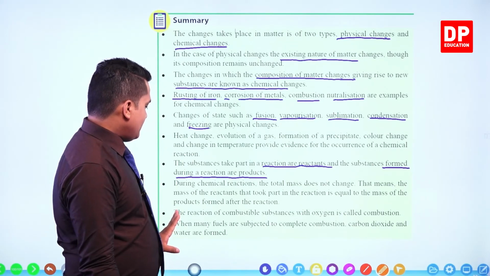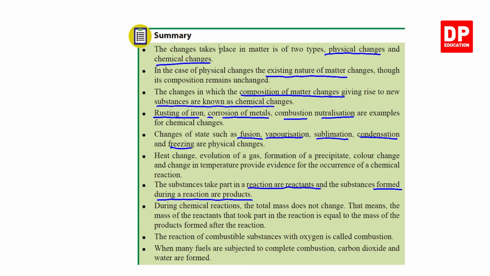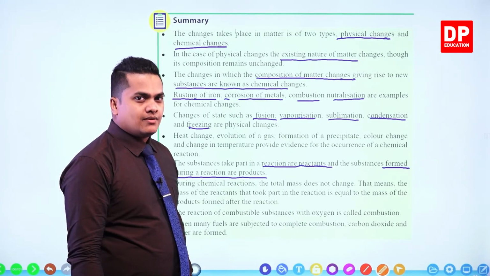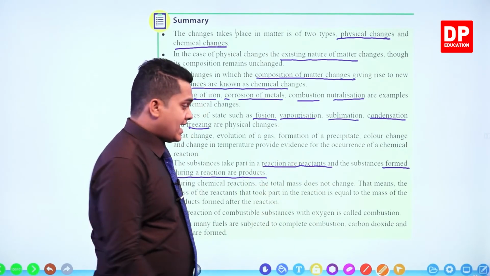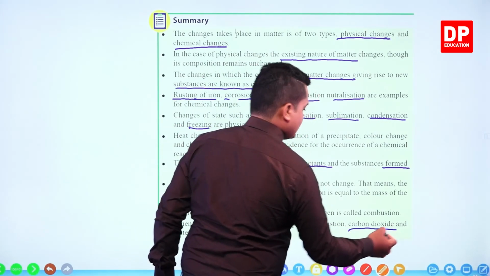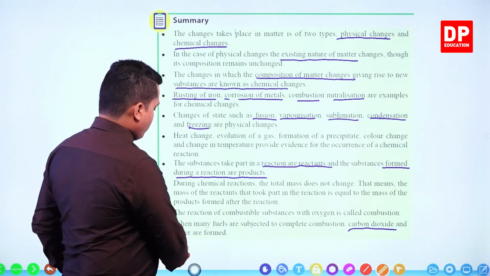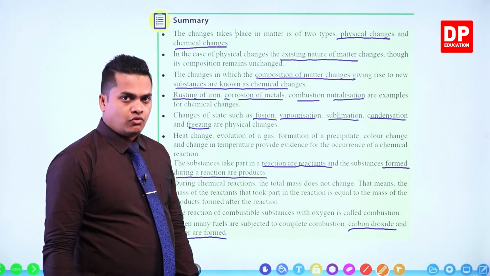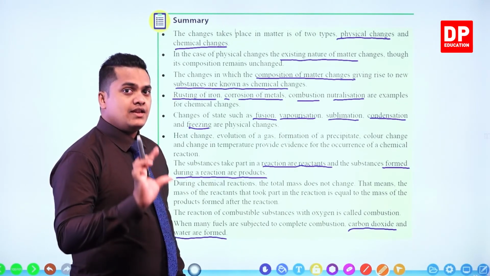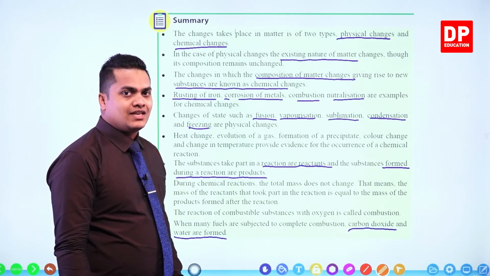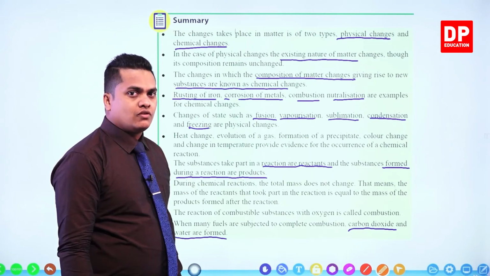Then, when many fuels are subjected to complete combustion, during a complete combustion of fuel, carbon dioxide gas and water vapor are formed. Those are the two main products created during the combustion of a fuel.